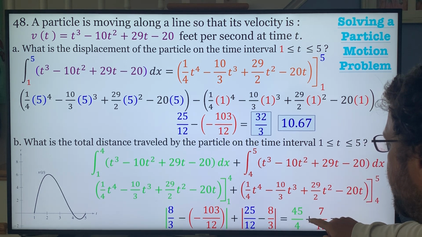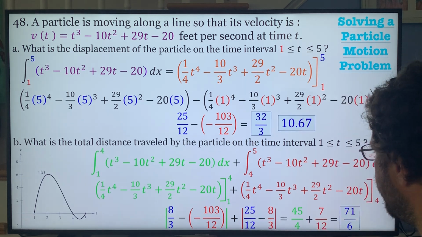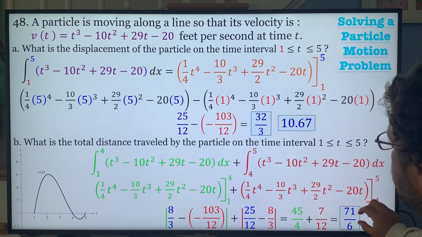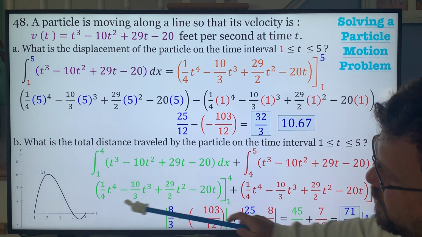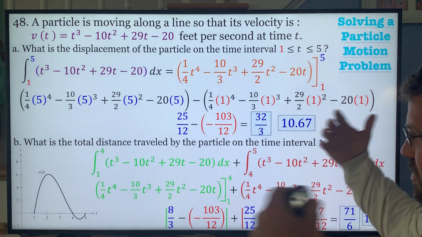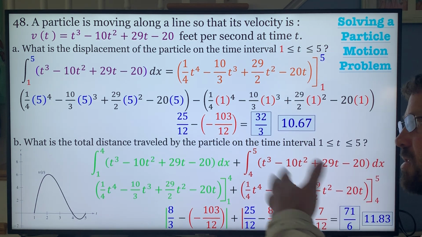45 over 4 plus 7 over 12. Now both my areas are indeed positive, and my answer is 71 over 6. And that's it. So for distance, notice these are a little bit different. 71 over 6 is 11.83. Just by adding this instead of subtracting this, I got a little bit extra. That's the total distance traveled by the particle. This is the total displacement. It's a little bit different.